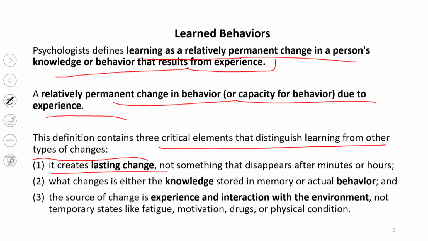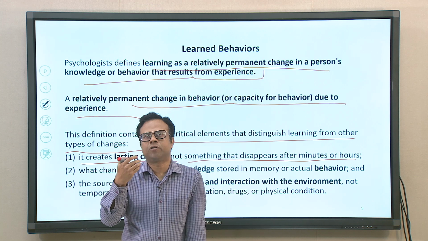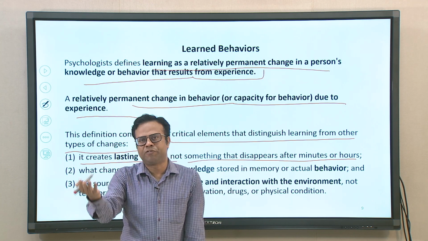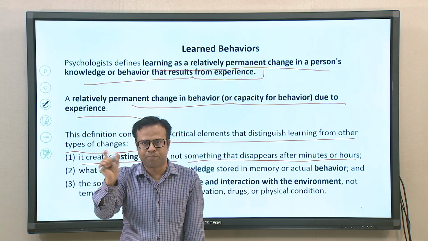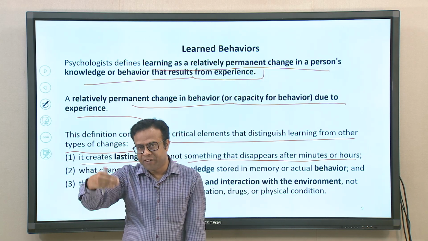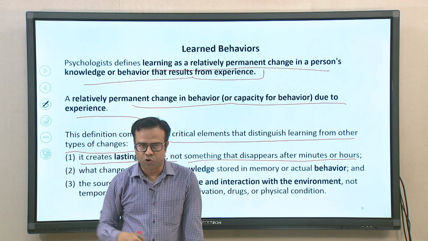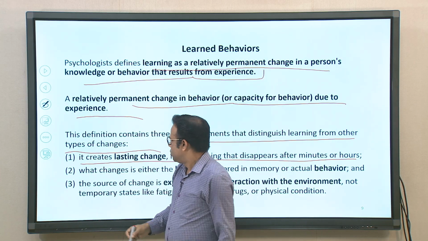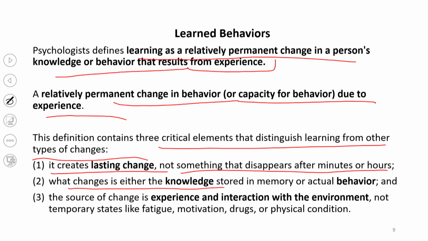One is that it creates lasting change, not something that disappears after minutes or hours. If you learn something and then after 1 hour or after a few minutes you forget about it, then we cannot call it true learning. Learning has to be a relatively permanent change, long lasting. Second, what changes is either the knowledge stored in the memory or the actual behavior. Learning may include both aspects: some changes happen in your behavior system, how you act in the environment, or it could be not directly shown in the action, but there can be changes in the knowledge system or the information system that you have in your brain.